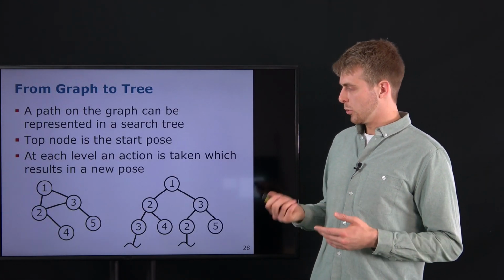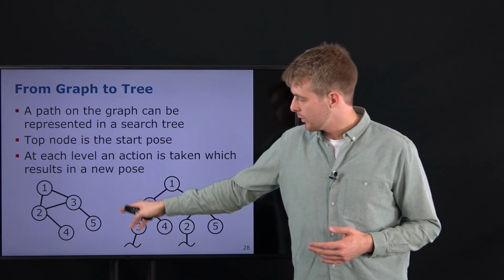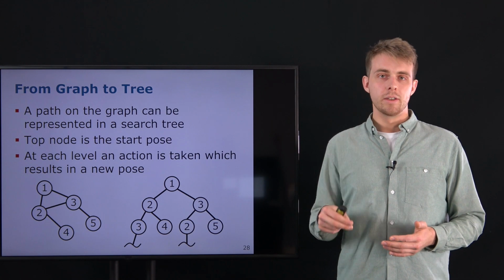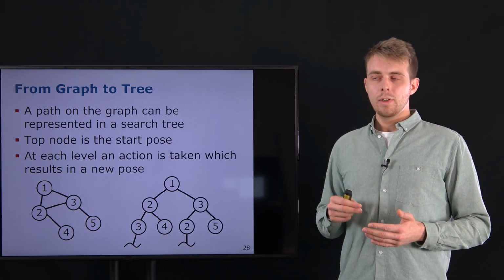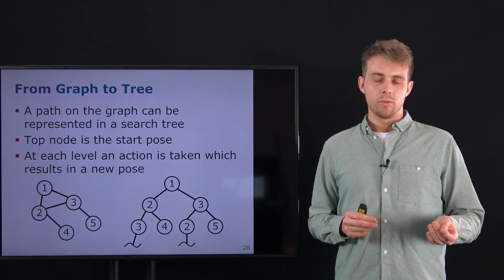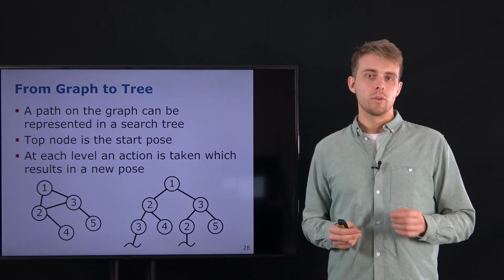So on a graph like this on the left, we can move from node to node, resulting in a path. But in case we are in one of the nodes on the graph, we don't actually know where we are coming from. We don't know the path we have taken in order to reach the node.